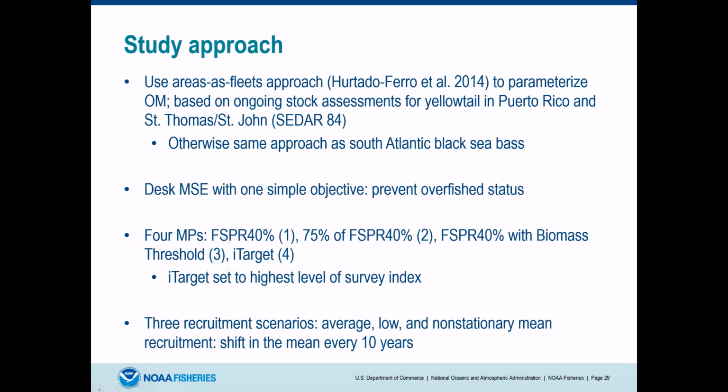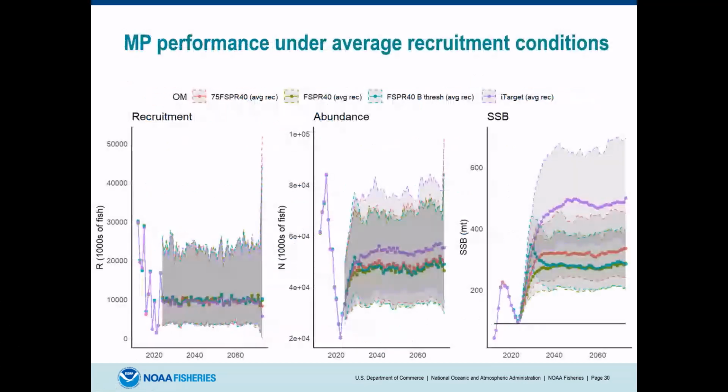So it just has 2 fleets, the 2 areas, Puerto Rico and St. Thomas, St. John, and 1 survey to represent the National Coral Reef Monitoring Program, Reef Visual Census Survey. And then we looked at 3 recruitment scenarios: an average recruitment and low recruitment similar to black sea bass, but then a non-stationary mean recruitment. So every 10 years in that 50-year projection, the mean is going to shift up or down.